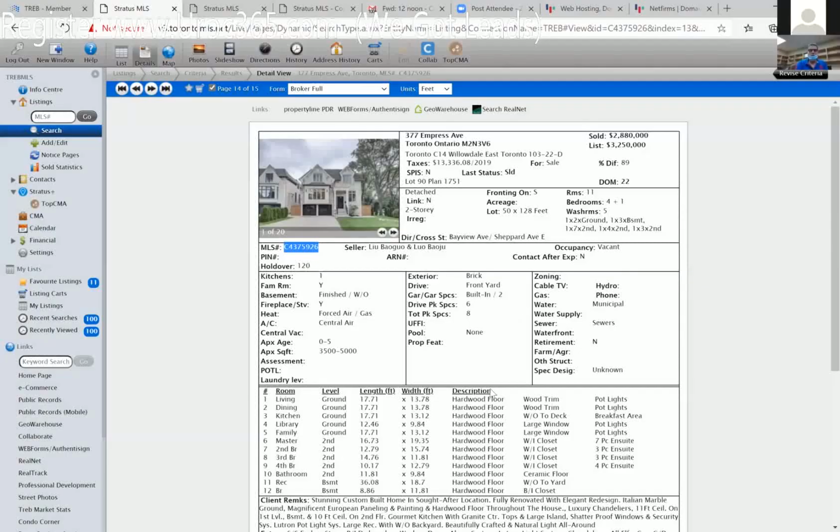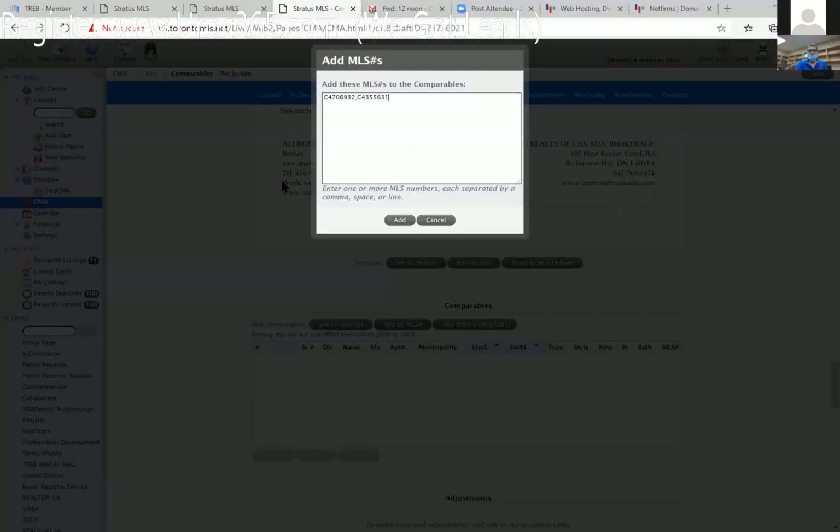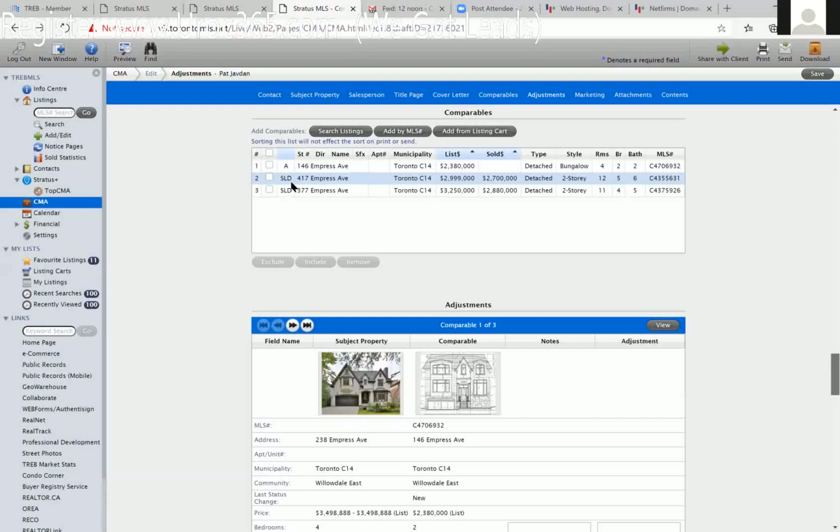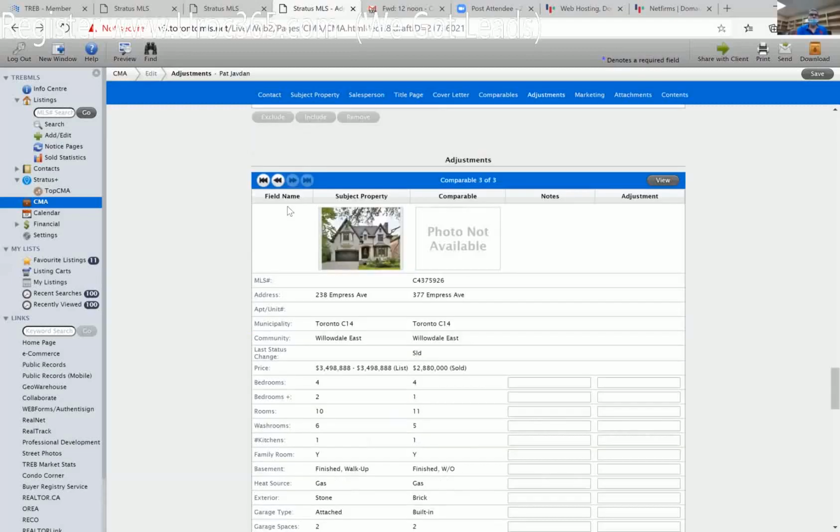Okay, all these properties here. Two of them sold, one of them is new. And all of them come here, sit here. You see? One of them is here, the second one, and this is the third one. Right?